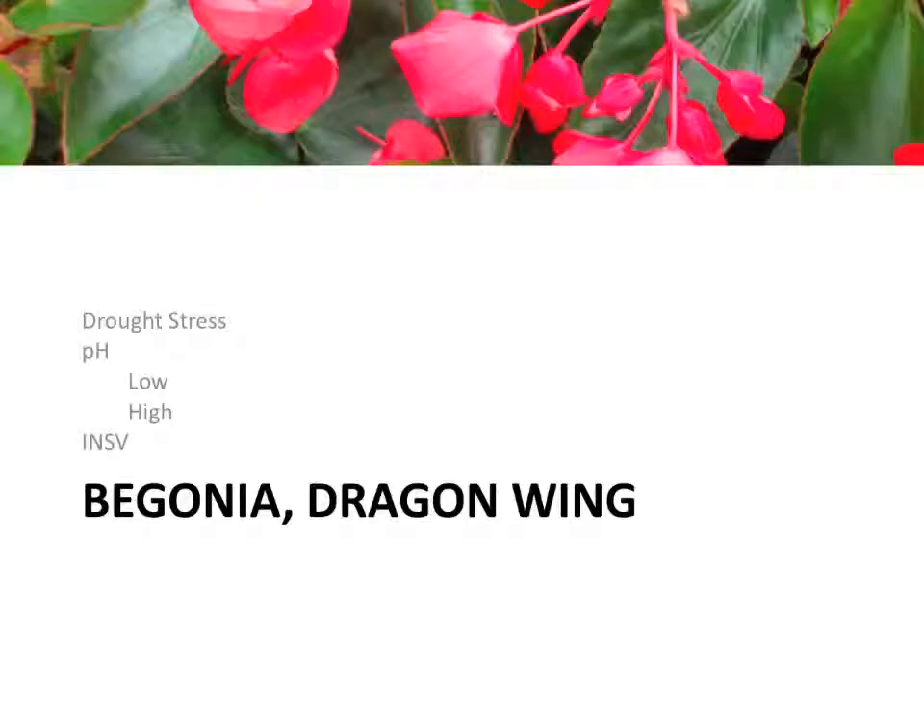The next plant we're going to look at is begonia, and it's dragonwing. Now, it's really not a vegetative annual, and so there's a number of problems that we want to look at that we have seen.